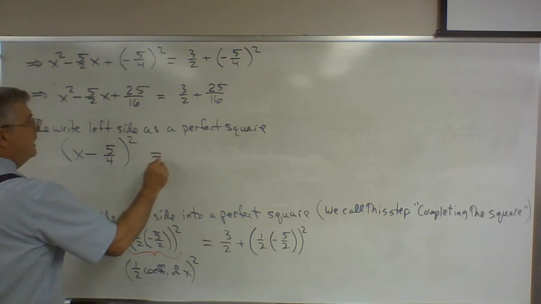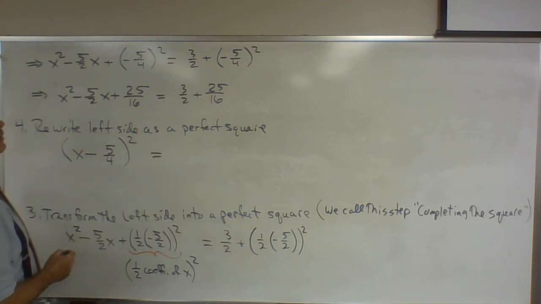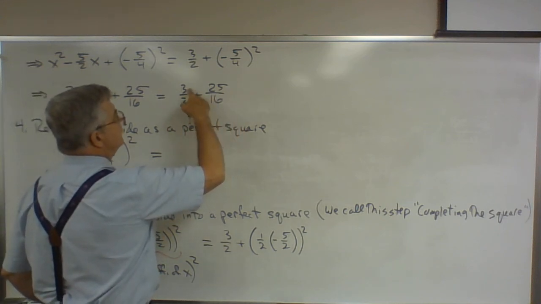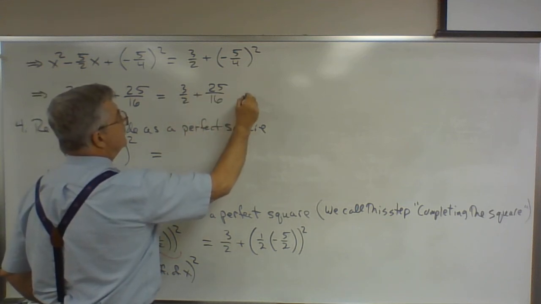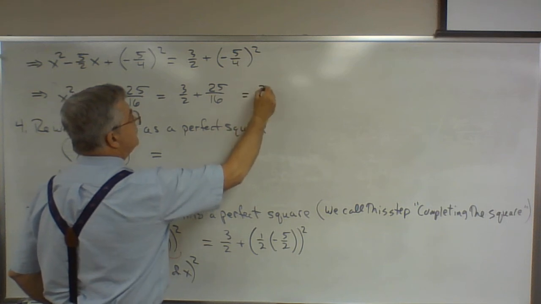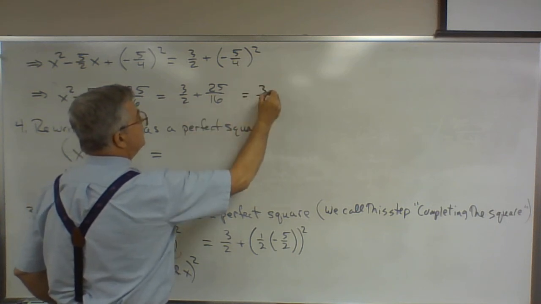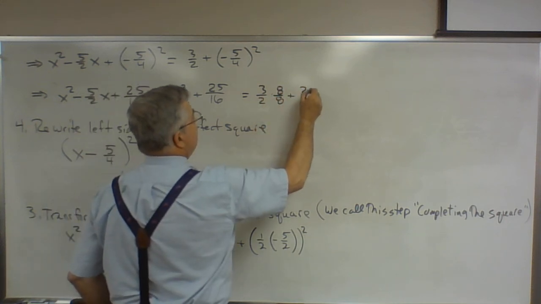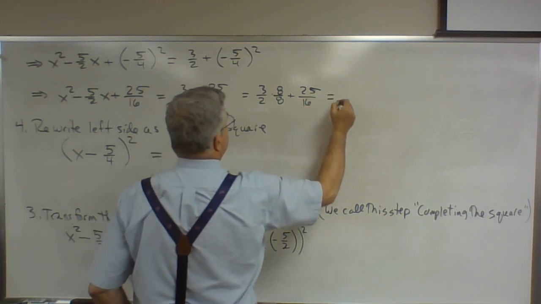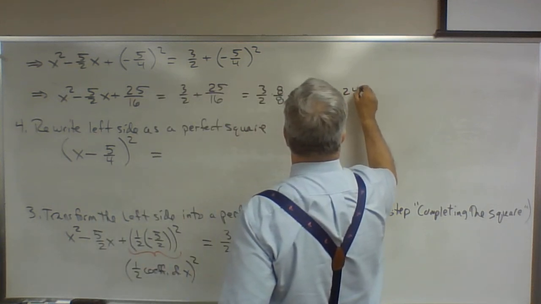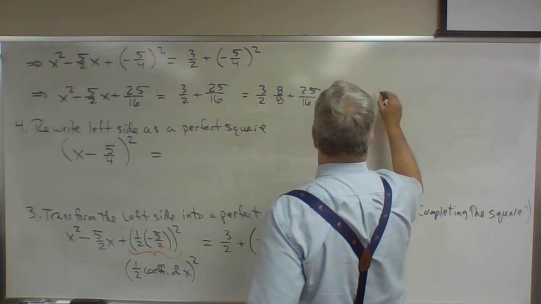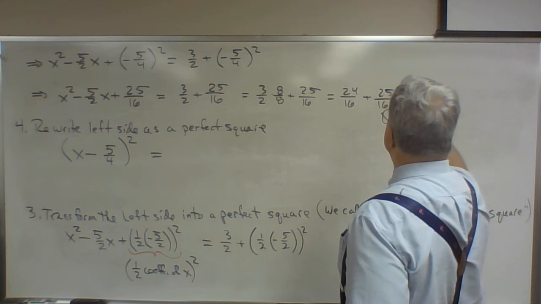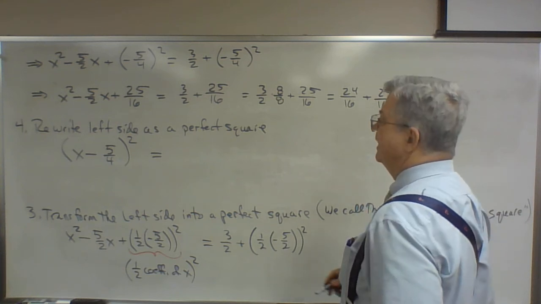And on the right side, holy moly, let's see, 3/2 is the same as, well, let's see, multiply top and bottom by 8. So I should get 24/16 plus 25/16, 49/16, okay.